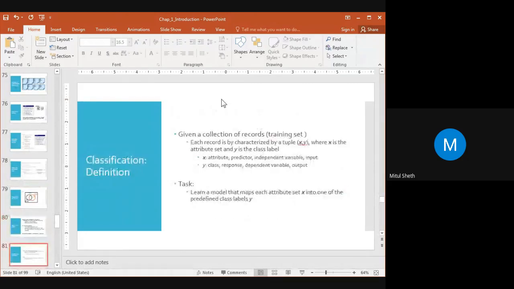Okay, now the next most important functionality of your data mining is the classification. Okay, so now what is the classification? We have different tuples, or different attributes known as x. Okay, we are providing our x to our classification model, and it gives you the y.